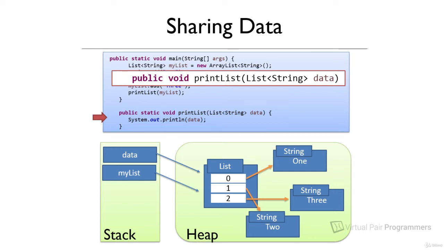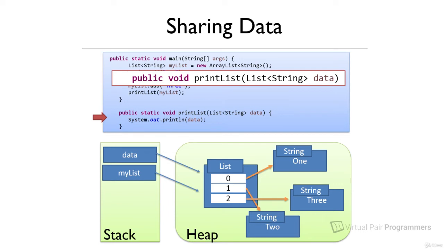All the JVM needs to do in order for us to be able to pass the list into another method is make a copy of a single pointer and pass this copied pointer from one method to another. The underlying data itself, the list and all of the strings referenced in that list, don't need to be copied. So that is relatively quick and efficient.